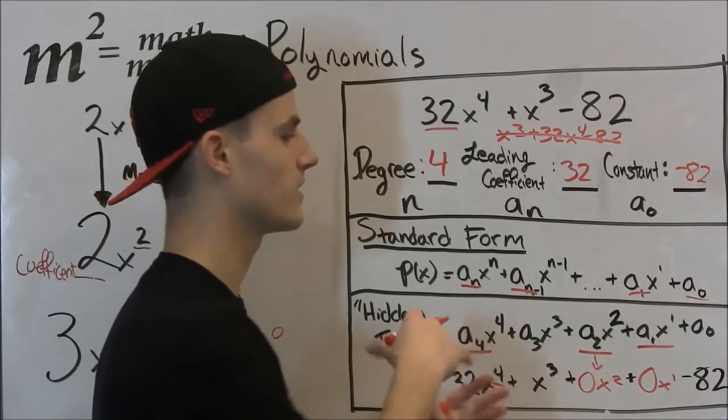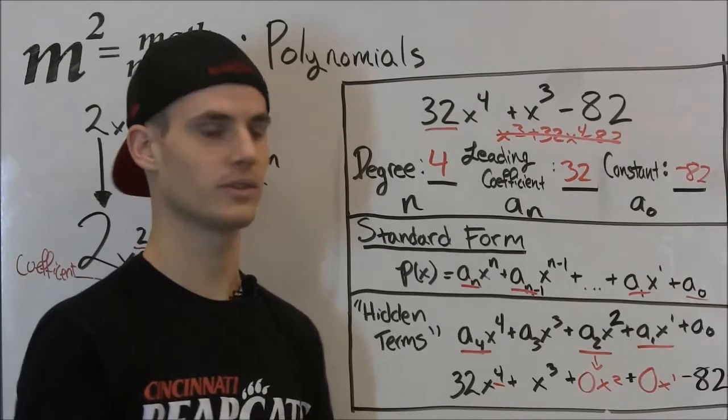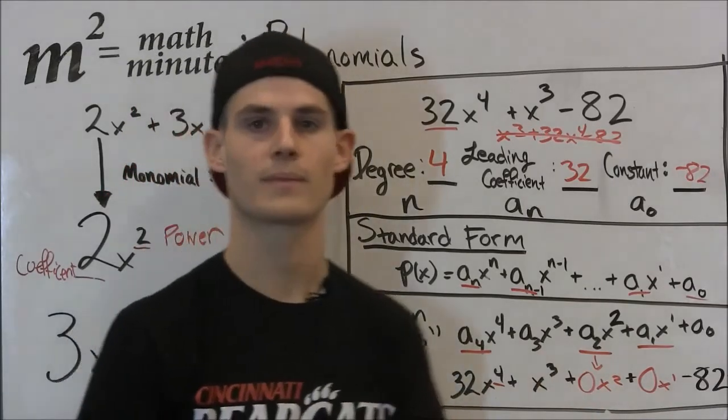So that is how we use standard form to understand what a polynomial is. This is just a way to give us a general idea of polynomials and how we can account for every term. So this has been Polynomials.